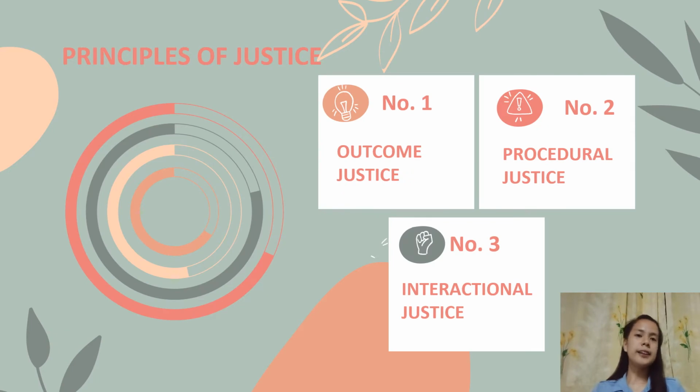Now that we're done discussing the two types of turnover, let's proceed to the principles of justice. It has three categories and can be named as outcome fairness or outcome justice, the procedural justice, and the interactional justice. So first is the outcome fairness or the outcome justice. From the word fairness, it refers to the fairness of outcome distribution and reflects how the employees have been treated.